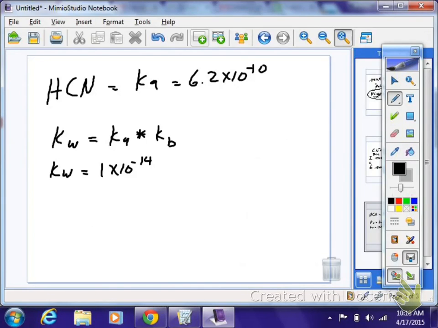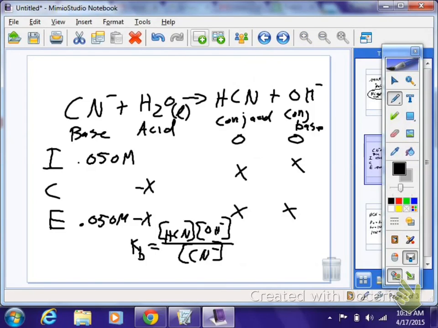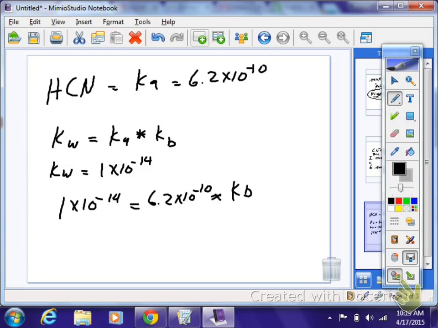So we can set it up. We can say 1 times 10 to the minus 14th equals the Ka, which is 6.2 times 10 to the minus 10th, times the Kb. That's what we're looking for, Kb, because if you look here, the HCN, we need to use the conjugate base of the HCN, and so this equation here allows us to find the Kb to plug into our equation. Okay? So what would that equal?